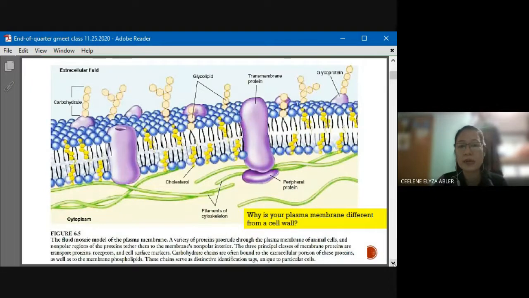Okay, so this is your plasma membrane. So the plasma membrane class is quite different from your cell wall. Kasi si cell wall class is just layers of lignin, ganun lang siya.